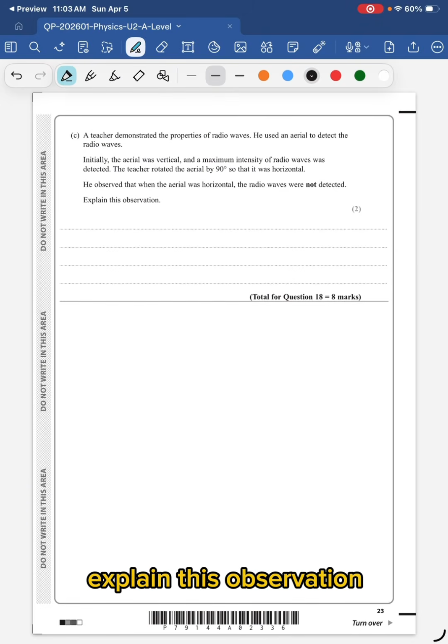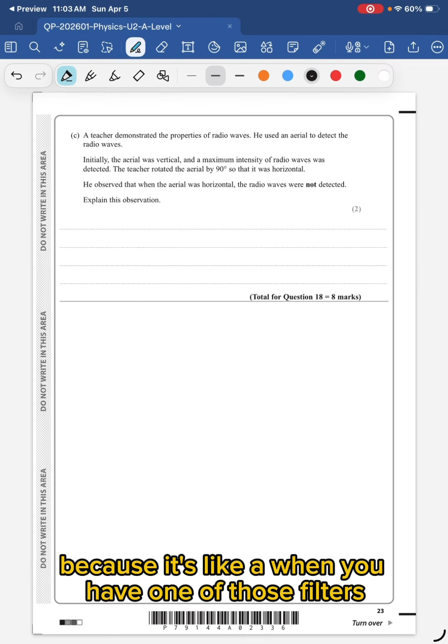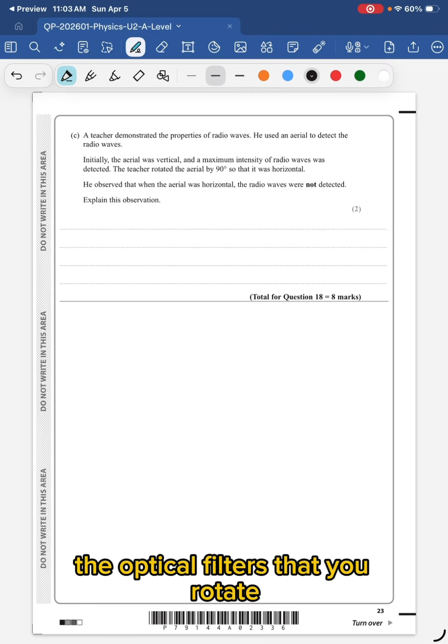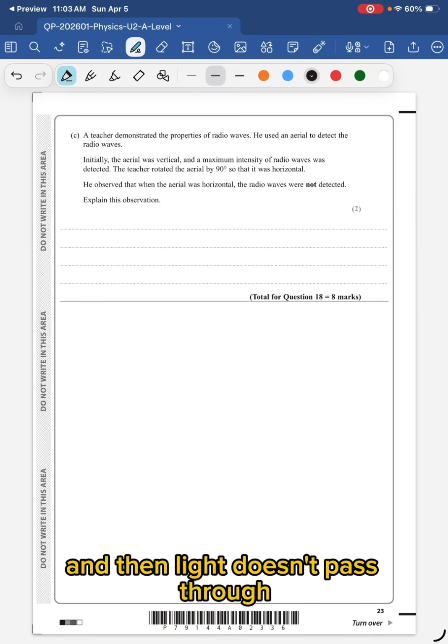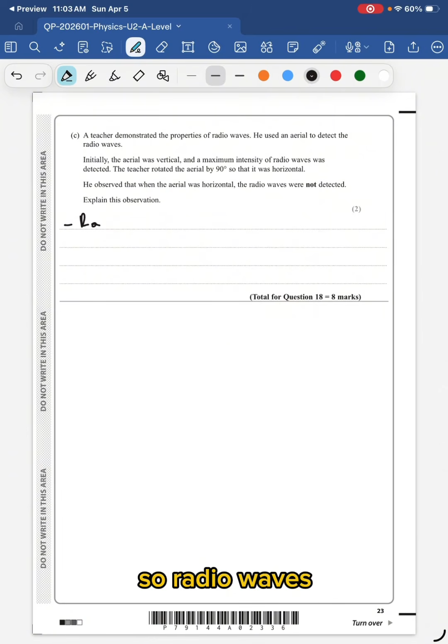Explain this observation. So this tells you that the radio waves are polarized pretty much, right? Because it's like when you have one of those optical filters that you rotate and then light doesn't pass through. So it's the same case, but with radio waves. Okay. So radio waves are polarized.